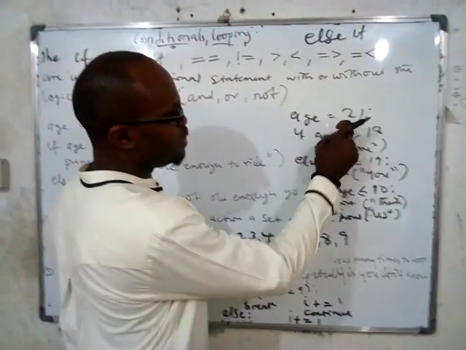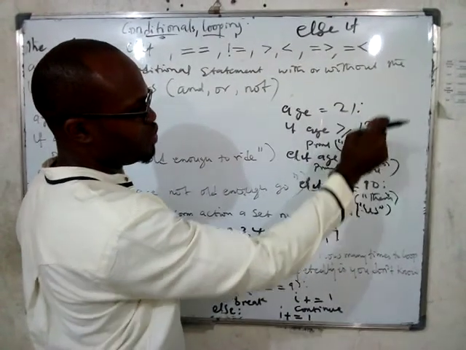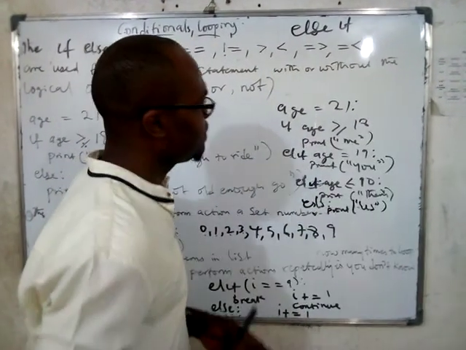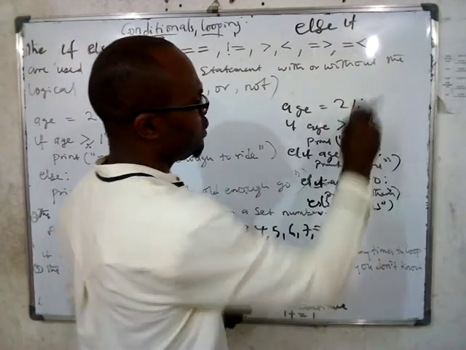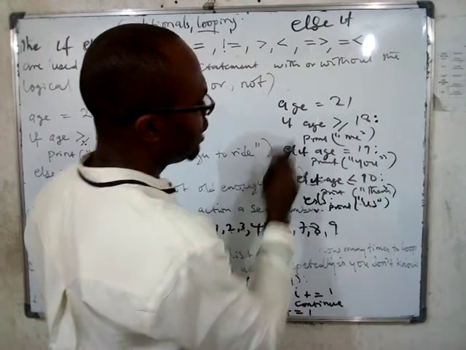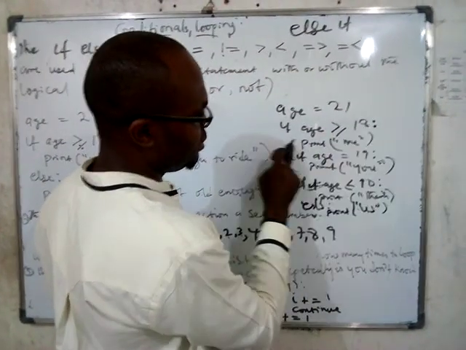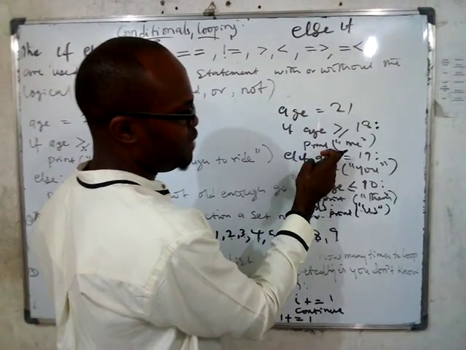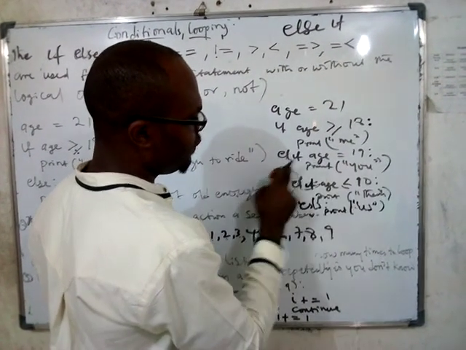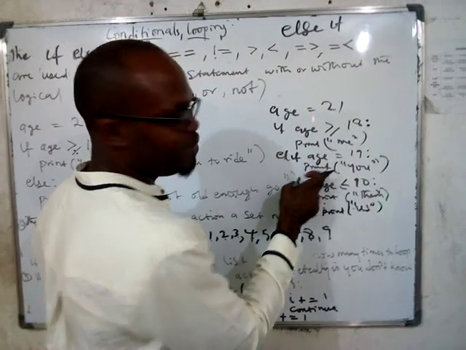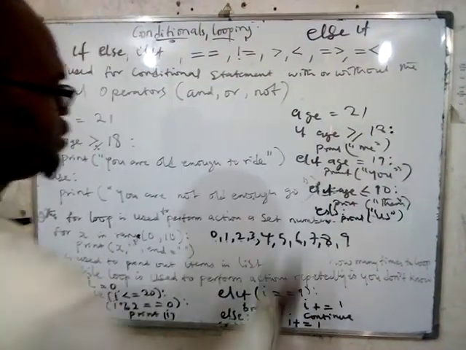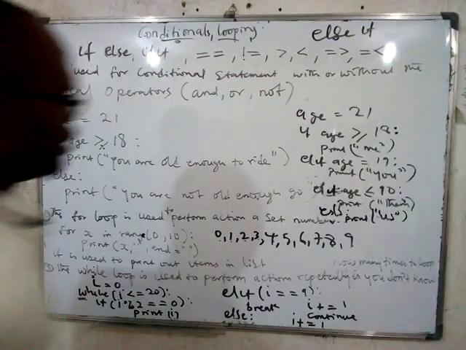Here you write age is equal to 21, put your colon. You must put your colon once you finish writing any statement. Where you have your condition, you must put a colon. If age is greater than 18, you give this white space before you write the print. And if age is equal to 19, you give white space again before you write the print. So this is the normal way that Python is written. It uses white space instead of semicolons.